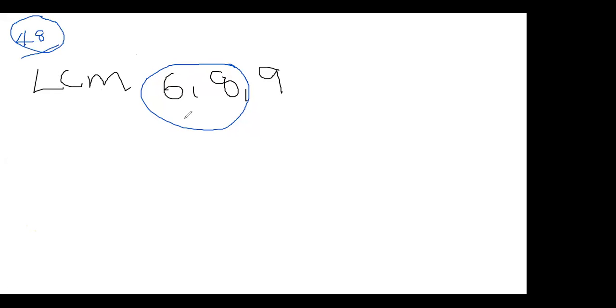The first question, the 48th problem, is the LCM of 6, 8, 9. They are asking how to find the LCM of this. First select the minimum numbers of the given numbers. What are the minimum? 6 and 8. Now read the 6 table. 6 ones are 6, 6 twos are 12, 6 threes are 18, 6 fours are 24. Meanwhile, read that 8 table also. 8 ones are 8, 8 twos are 16, 8 threes are 24.